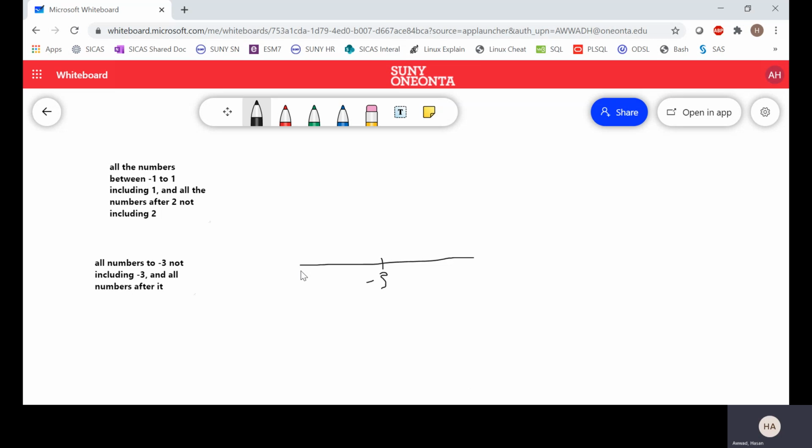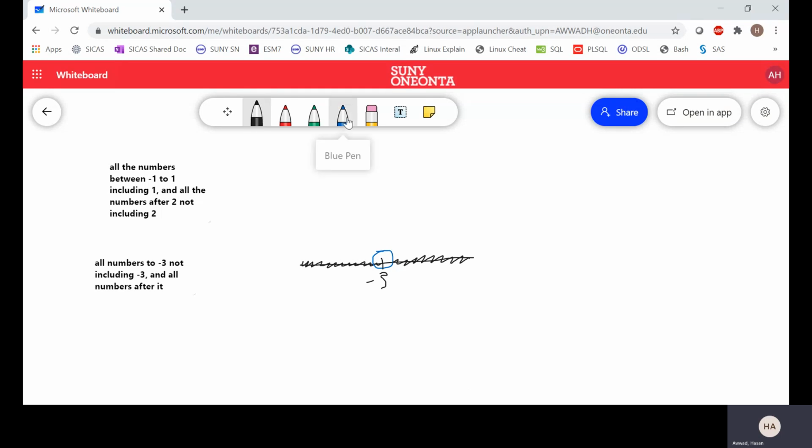Okay, so going from left to right, we have all of the negative numbers that go to -3, and then we don't want to include -3, so we draw an open circle, and then we have all the numbers that follow -3, so once again, we shade in that part of the number line. As you can see, almost all of the number line here is being shaded, with the only exception being -3.